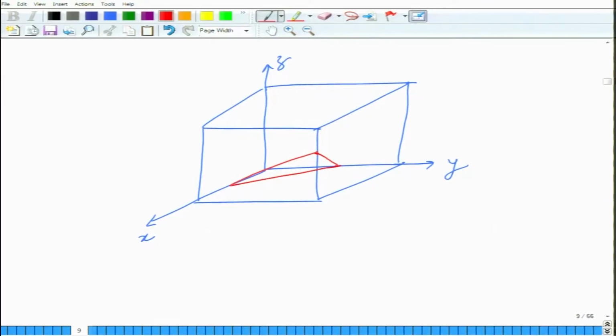Is it a legitimate plane, yes or no? You have an intercept along x, an intercept along y, and an intercept along z. So, how do you choose the origin now?